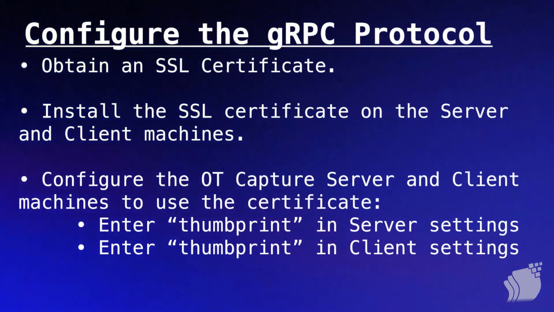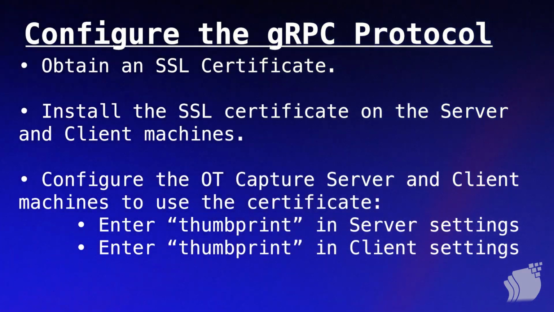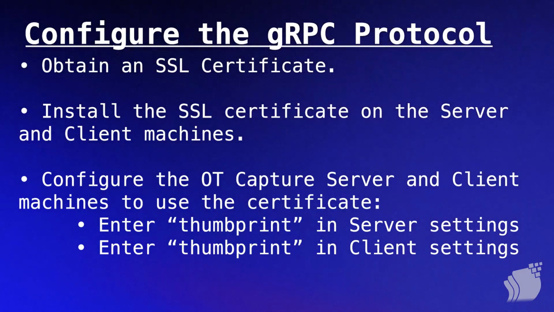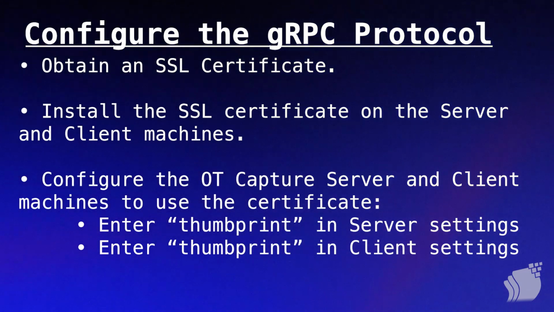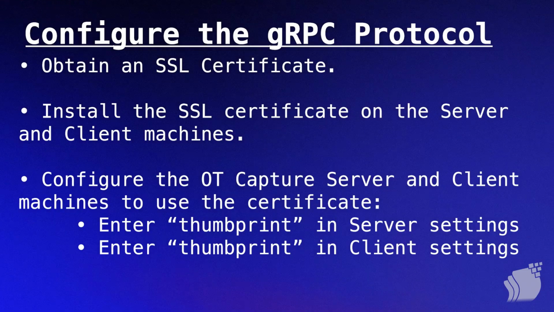To get gRPC working in OpenText Capture, there's a few steps we need to take. Now I'll cover them here at a high level so we get an idea of what that actually entails. First, we start by obtaining a valid SSL certificate from a trusted authority. This can be a self-signed one if you're using a non-production environment or a dev environment or a test environment, but for a production environment, a trusted signed certificate is required.